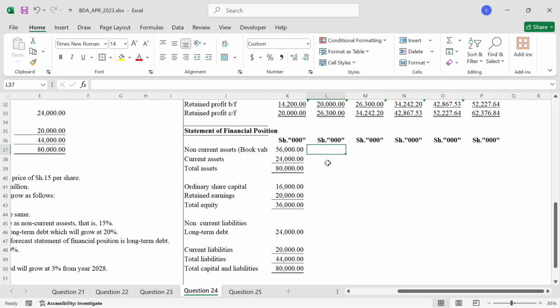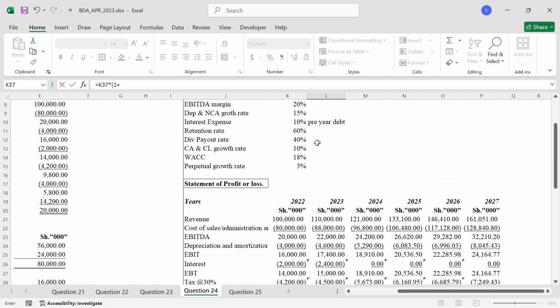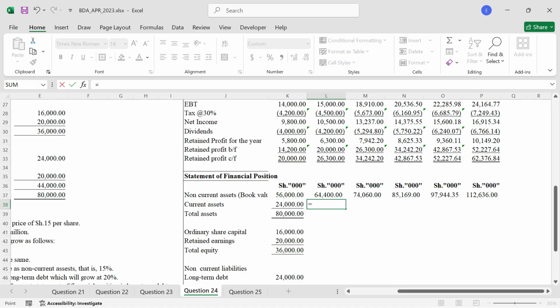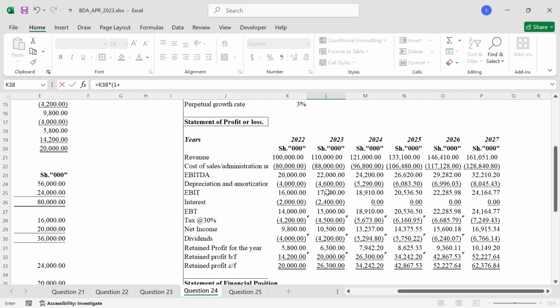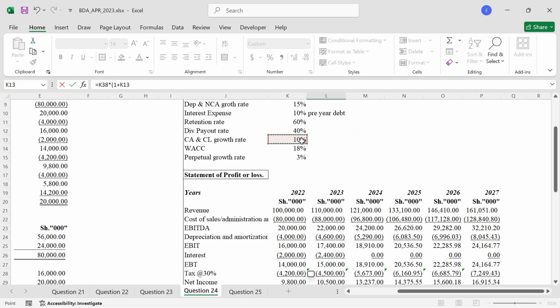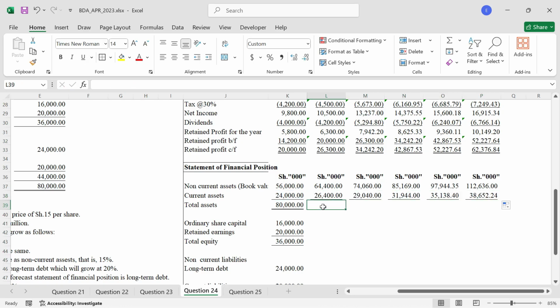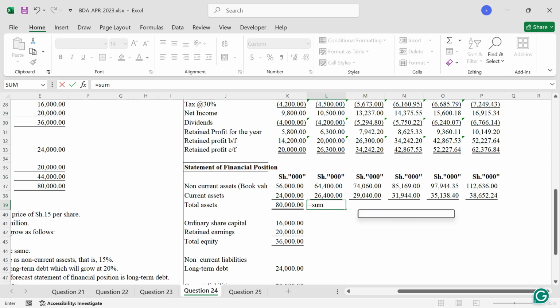I had a growth rate for my non-current assets equal the previous year multiplied by 1 plus a growth rate of 15%, which I lock. Current assets also had a growth rate equal the previous year multiplied by 1 plus the growth rate, which is 10%, which you lock. Then this will be the sum of the two values.